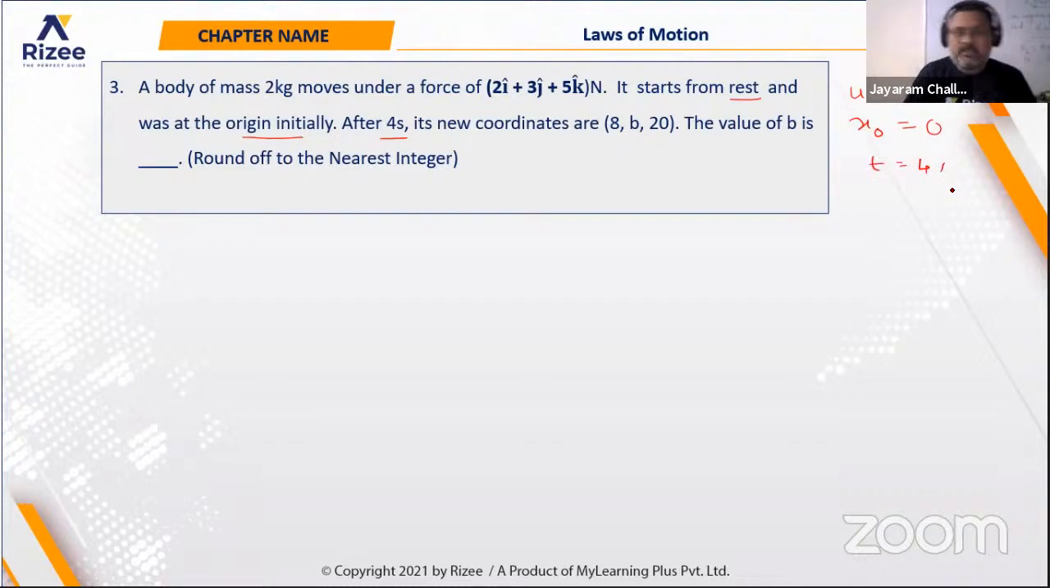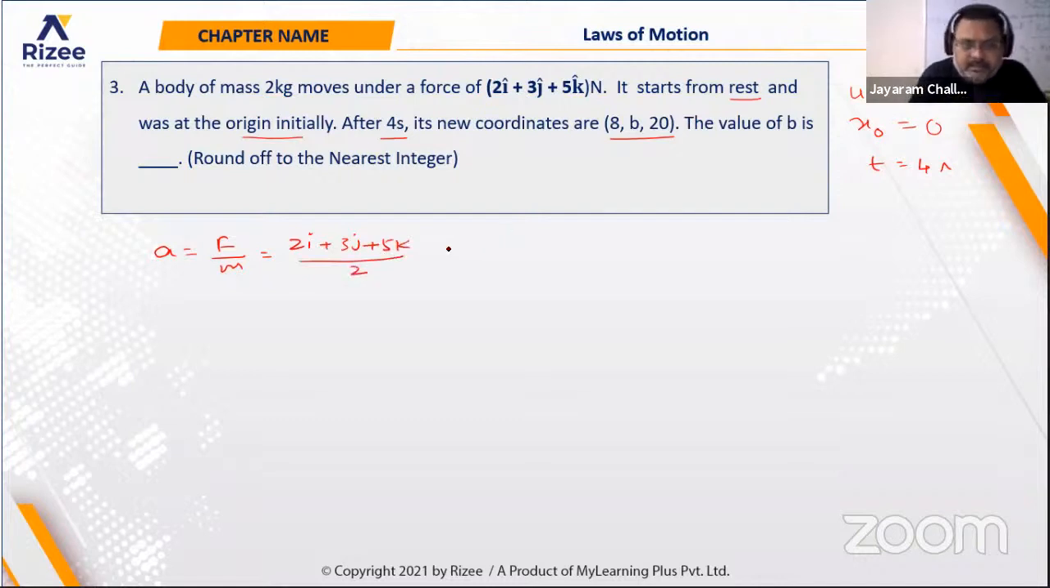After 4 seconds, what will happen here? The new coordinates are 8, b, 20. He is asking what is the value of b. So from the force, can we get the acceleration of the system? Acceleration of the system can be written as force by mass. Mass is 2 kg, so it is 2i plus 3j plus 5k by the mass, which is 2.